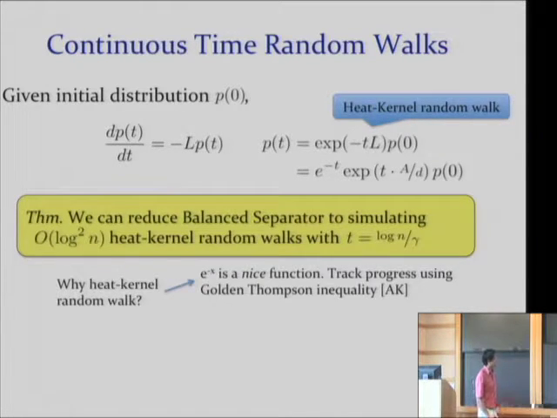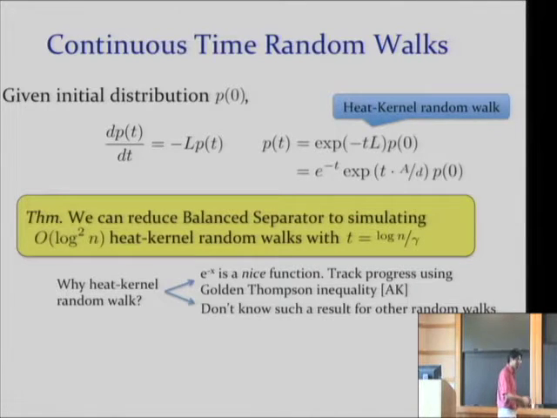So well, in some sense, the exponential is a really nice function. And if you take the exponential of a matrix and you make changes to the matrix, you can track progress using the Golden-Thompson inequality. So starting from the work of Arora and Kale, it was used to design primal dual algorithms essentially. And the second thing, as I mentioned, we don't know how to do this with other random walks. It'd be great. Actually, in principle, I believe at least PageRank random walks should give you essentially the same result. But I don't know about regular random walks.